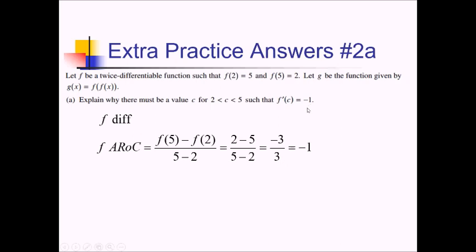Well, that's exactly the instantaneous rate of change we were looking for. Since we've shown that the AROC matches this number here, that means by the mean value theorem, f prime of c must equal -1 somewhere on the interval from 2 to 5.